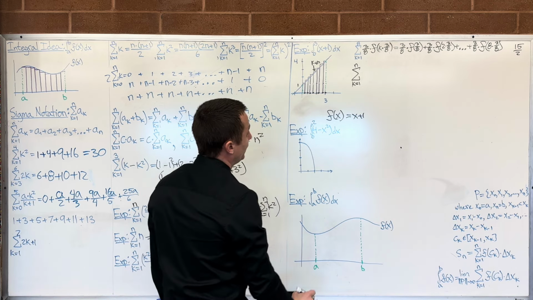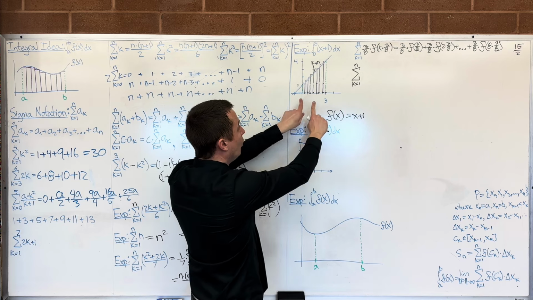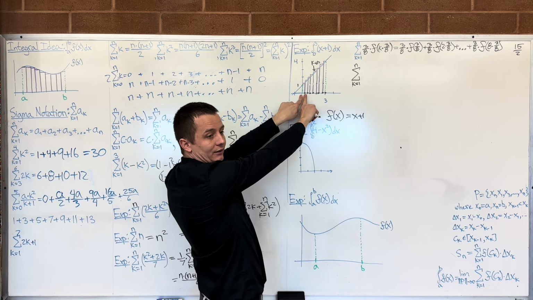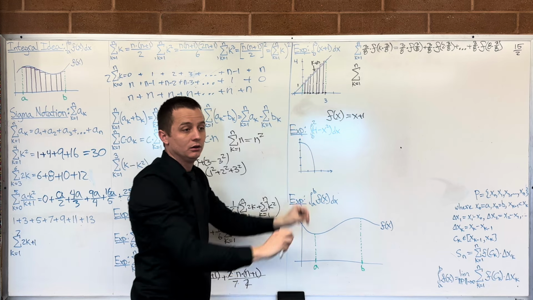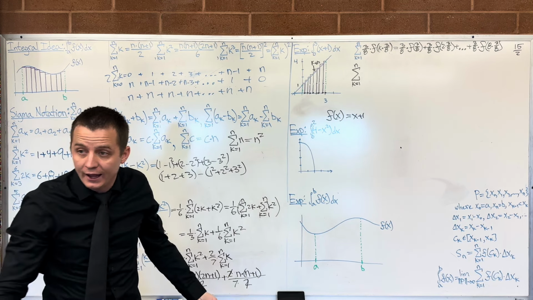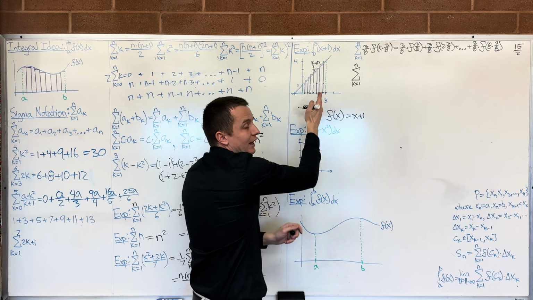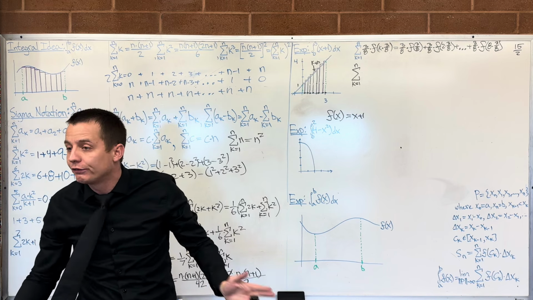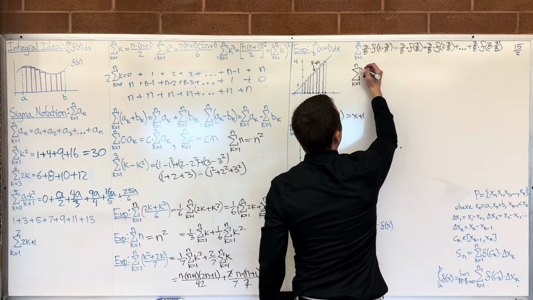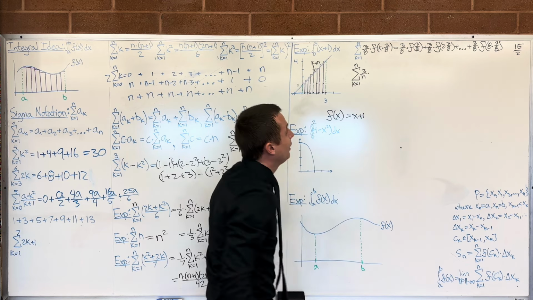Okay, so now, if I have n rectangles, what is the base of my rectangle? 3 over n. This total distance is 3. If I'm dividing it up into n even pieces, each of those rectangles is going to have a base of 3 over n. You with me? Yes. So our base is 3 over n times, now we need our height.